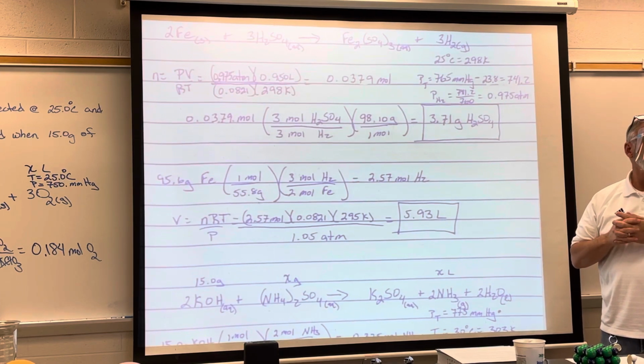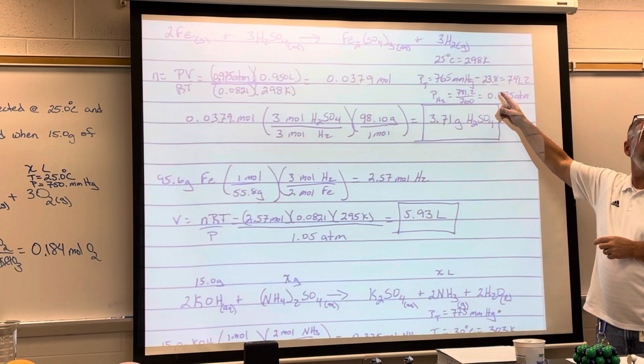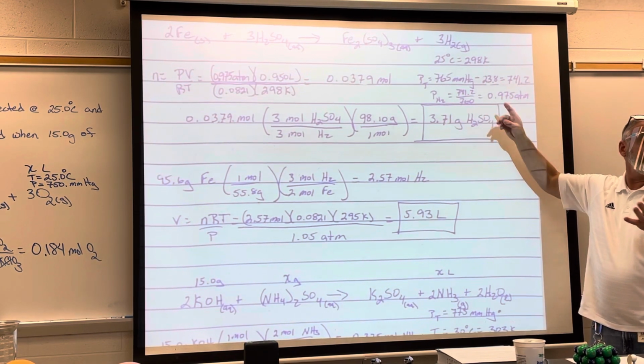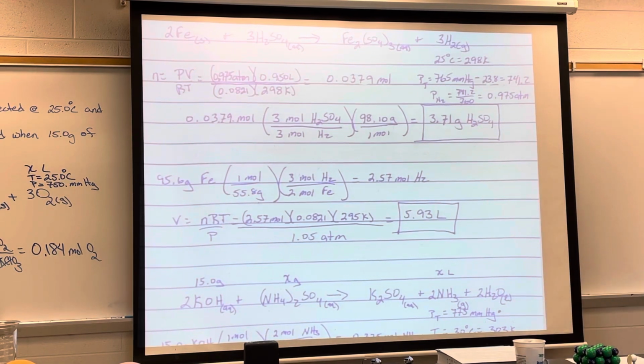Is it always 23.8? No. It depends upon the temperature. Water evaporates at different rates based on the temperature. But you'll always be given, you just look it up on the table, whatever temperature it is, you look up what the value is going to be on that. Okay? All right, so that's that one.